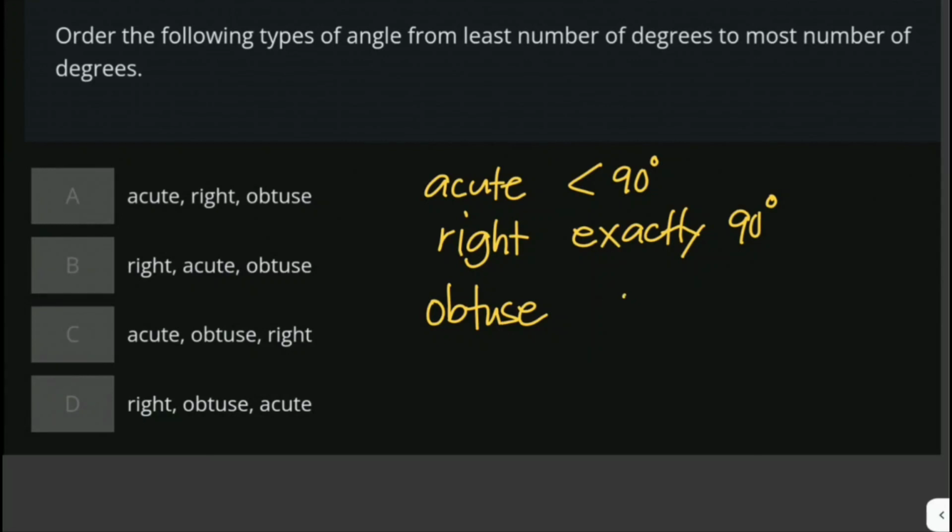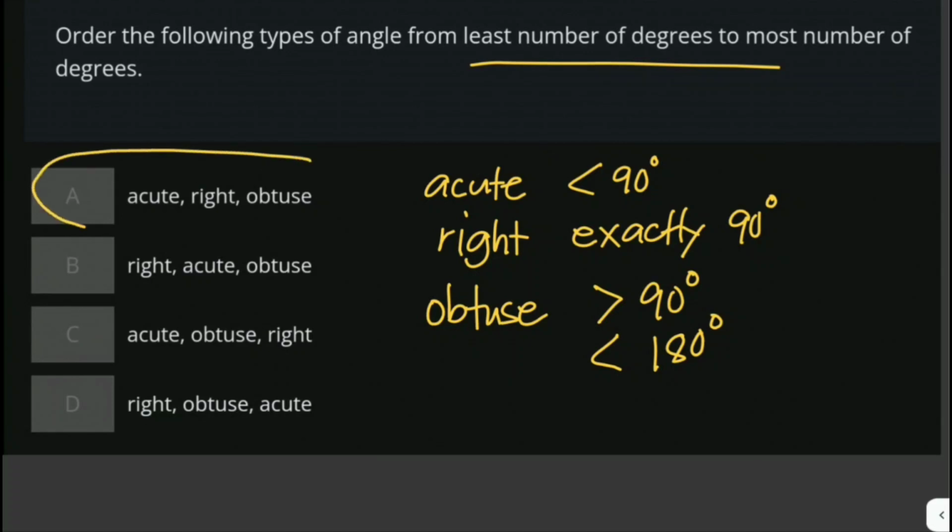and 180 degrees. So it will be greater than 90 degrees, but less than 180 degrees. So arranging this from least to most, therefore the answer is letter A.